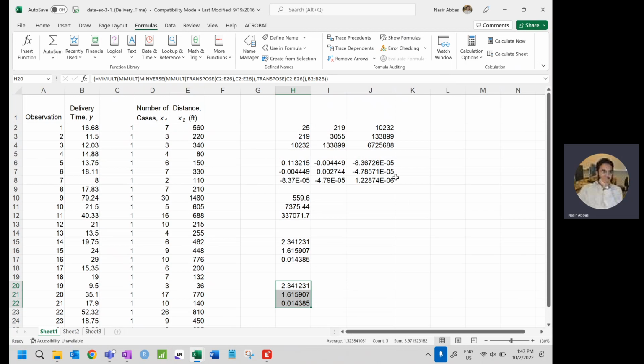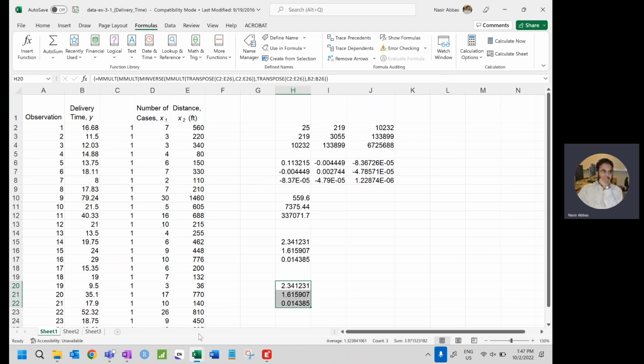Anyway, once you have this beta hat vector, be clear that the first quantity is the intercept. 2.34 is the intercept. 1.61 is the slope against X1. 0.014 is the slope against X2. So now it's up to you. You want to write the model in terms of matrix, or in terms of an equation. You will write y equals 2.34 plus 1.615 times x1 plus 0.014385 times x2. This is your fitted model. If in future you want to do the prediction, you will have the values of x1 and x2, plug them in and do the prediction.